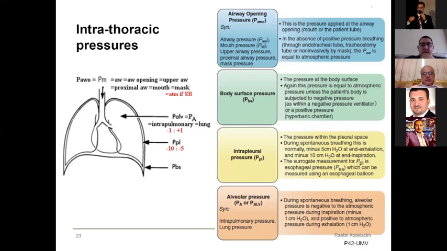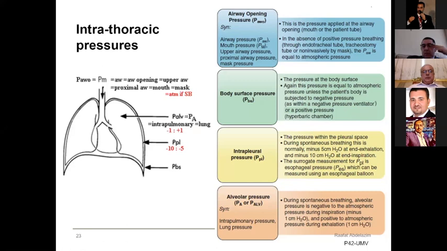This 760 will be more if we go below sea level, or less if we go above sea level. So we will take this value as upper airway, or mouth, or airway opening, or proximal airway, or atmospheric pressure, that is outside or inside the mouth. The next one, if we go through the conducting system, is the alveolar pressure, that is intrapulmonary or lung pressure or alveolar pressure.